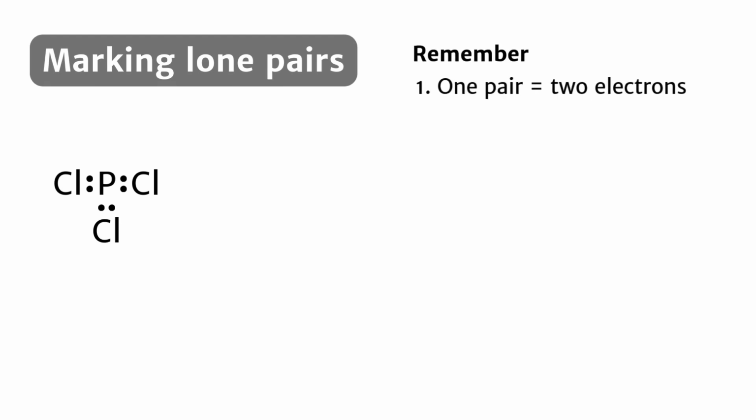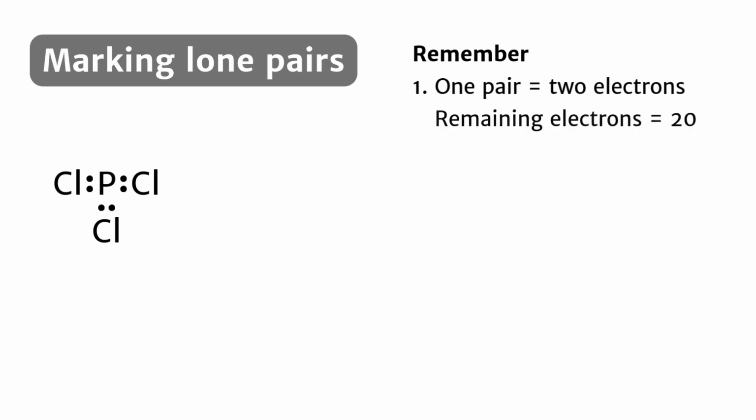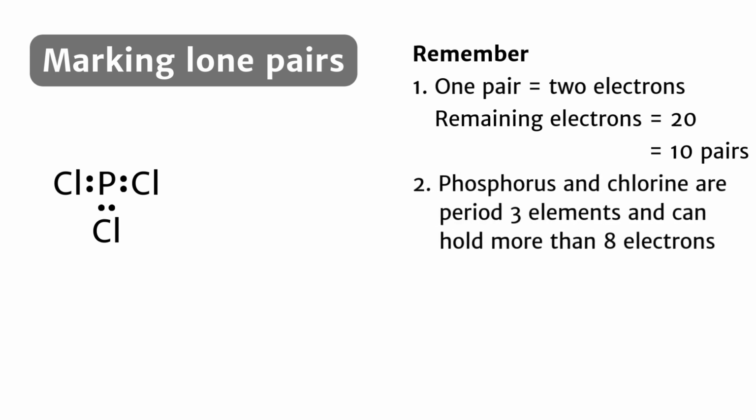Remember that each lone pair contains 2 electrons. As discussed, we have a total of 20 electrons remaining that are not involved in chemical bonding. From these, we can form 10 electron pairs and mark them as lone pairs on the structure. It's important to remember that both phosphorus and chlorine are period 3 elements and can hold more than 8 electrons in their valence shells. Another key point to remember is to always mark lone pairs on the outer atoms first, and then on the central atom.